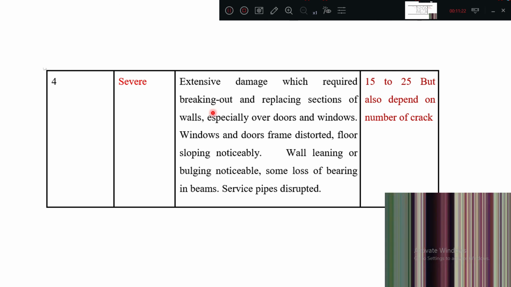Severe is the next category. Here the width is 15 to 25 mm. It also depends upon the number of cracks. Here there is more damage, so obviously it is severe, and extensive repair is required: removing sections, breaking out and replacing sections of walls completely, especially over doors and windows. Window and door frames are distorted, the floor slopes noticeably, and the wall leans and bulges noticeably. All these problems appear in this category of cracking.